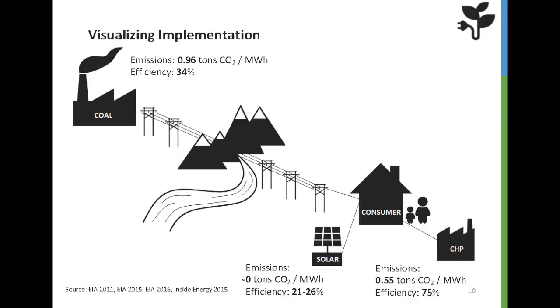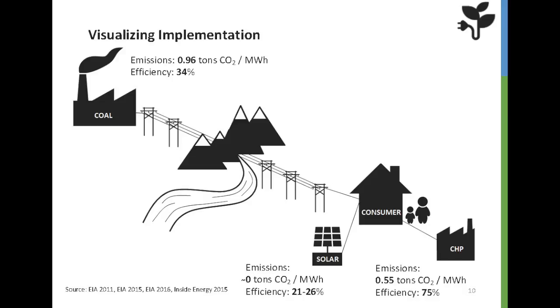In the upper left-hand corner here, we have a conventional coal-fired power plant. We can see that efficiency is 34%, and emissions, again, don't fall within our definition of clean. We see that electricity has to travel many miles to get to the consumer, and it's centralized, meaning that if something happens to this coal-fired power plant, the consumer will not have electricity.